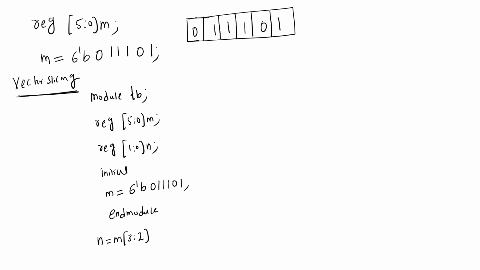So what is the value of n? Tell me here. Sir, 1 1. 0, 1, 2, 3, 4, and 5. Okay. So separately I can access these 2 bits. So n equal to 1, 1. This is actually vector slicing. Suppose if I want to access only MSB, I can access like this, m of 5. N equal to what? M of 5. What is n? 0. So whatever the MSB is there, that will be stored. Okay. So this is actually vector slicing.